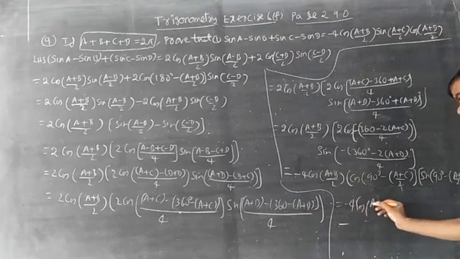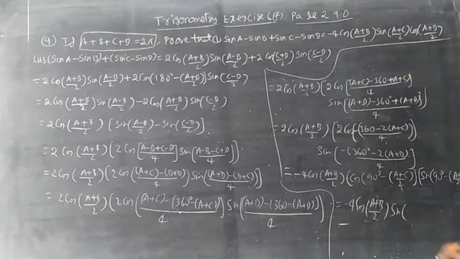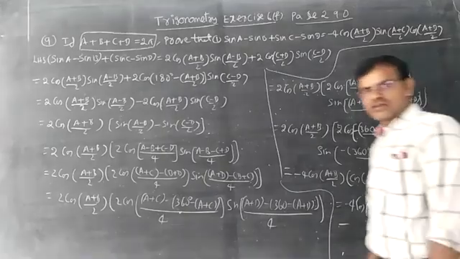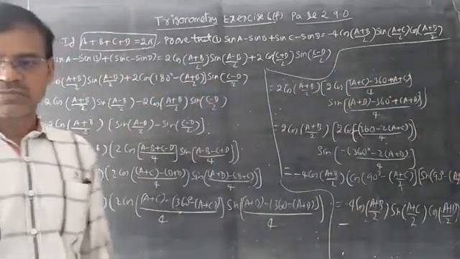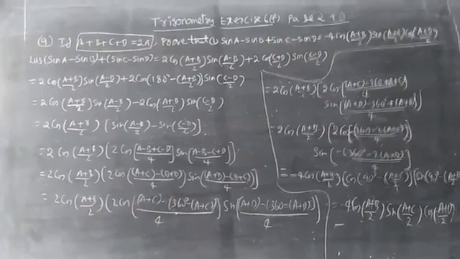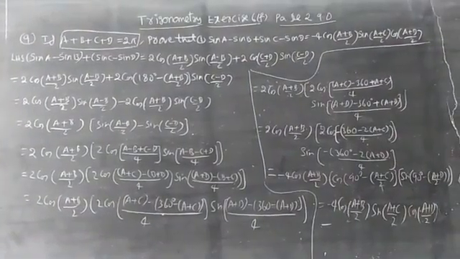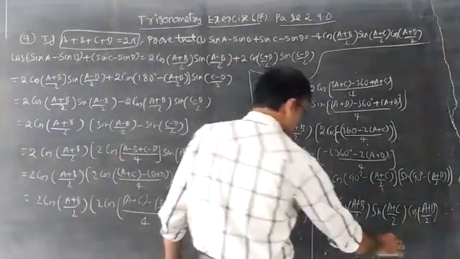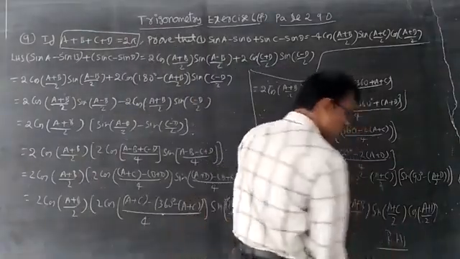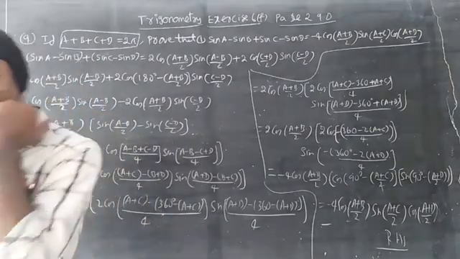So this is 4 cos of a plus b by 2 into, cos of 90 minus theta becomes sin theta, so this is the sin of a plus c by 2, into, here sin of 90 minus theta becomes cos theta, so this is cos of a plus b by 2. This is the RHS. At last, cos of a plus d by 2, that is the RHS. This is the RHS value.